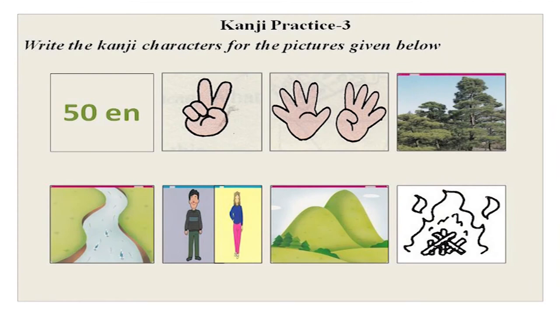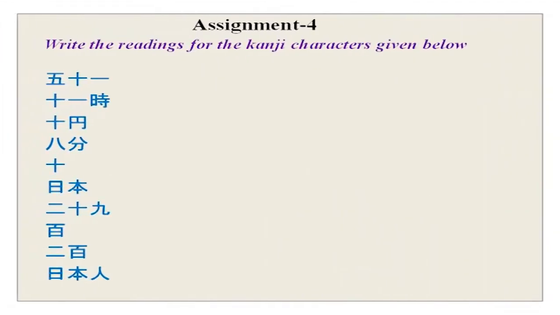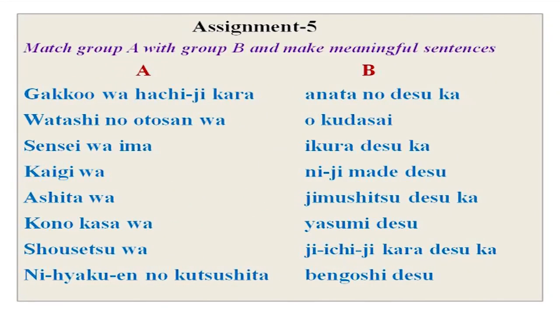Now these are some pictures for you, and you have to write the kanji for these characters. Kanjis are important because Japanese cannot be written only in hiragana, katakana or kanji. All three scripts are used simultaneously. So please, we need to learn kanji as well. It's an integral part of the language. And why can we not write Japanese in one script only? Well, this is another one. Just write the readings for the kanji characters here. And now in the end, match group A with group B and make proper sentences.